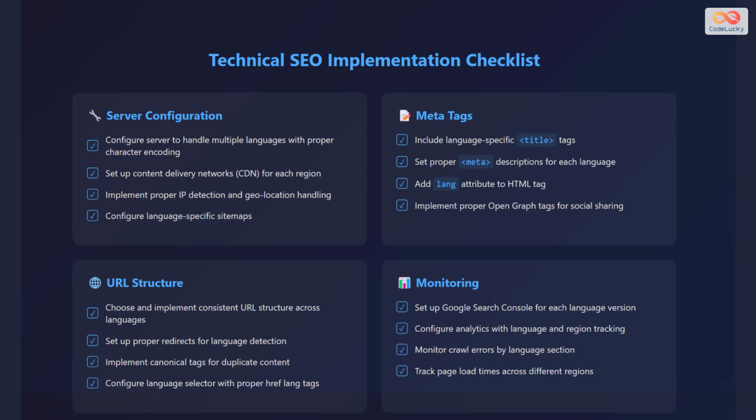Lastly, monitoring. Set up Google Search Console for each language version of your site. Configure analytics with language and region tracking. Monitor crawl errors by language section. And track page load times across different regions. By following this technical SEO checklist, you can build a solid foundation for international success.